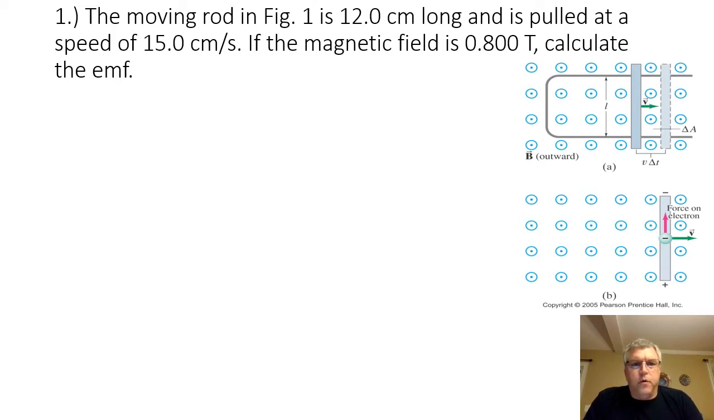We have a moving rod in the figure that is 12.0 centimeters long and is pulled at a speed of 15.0 centimeters per second. If the magnetic field is 0.800 Tesla, calculate the EMF. So this term EMF is electromotive force. And for our purposes, and for as deep as we are going to get into this, we can read that the same as a voltage.